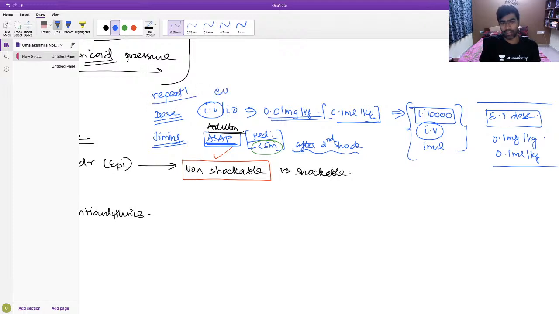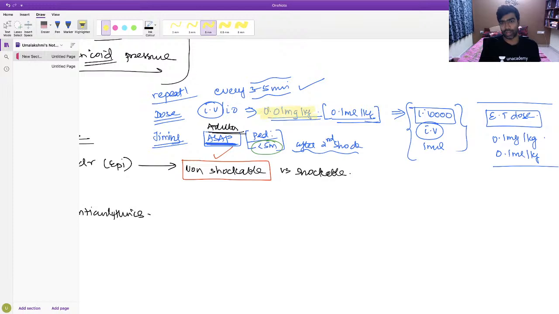You can repeat every 3 to 5 minutes, not a problem at all. So every 3 to 5 minutes, in the sense you can repeat with every alternate CPR cycle, because each CPR cycle is going to last for 2 minutes. So every alternate CPR cycle, approximately, you will be using it once in 4 minutes. That's again something that has not been changed. But the dosing once again has been very important for years of questions that have been asked in the exams.